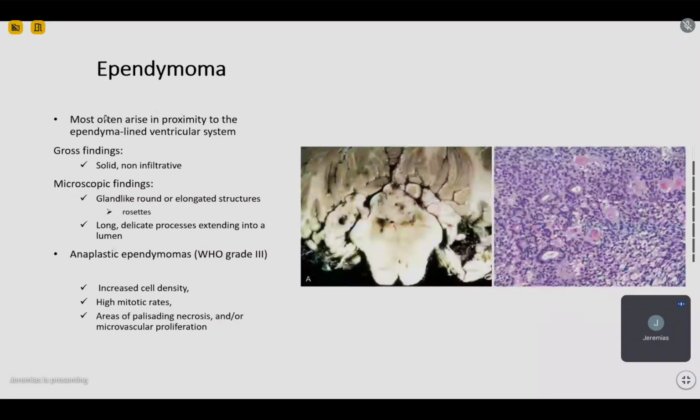Ependymoma, these are tumors that arise in the proximity of the ependyma lining the ventricular system. Still, the anaplastic version is WHO grade 3. And same with the others, it has a high mitotic rate. And there are areas with palisading necrosis and microvascular proliferation.